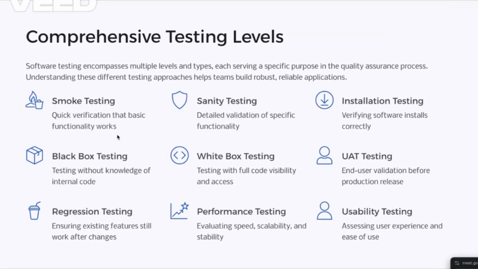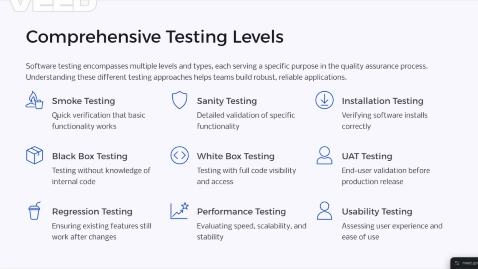Comprehensive testing levels. Software testing encompasses multiple levels and types, each serving a specific purpose in the quality assurance process. Understanding these different testing approaches helps teams build robust, reliable applications.